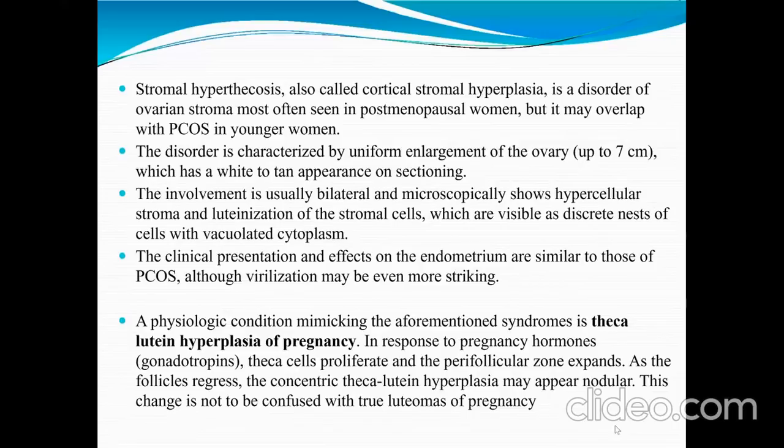The clinical presentation and effects on the endometrium are similar to those of PCOS, although virilization may be even more striking. A physiologic condition mimicking the aforementioned syndrome is theca lutein hyperplasia of pregnancy. In response to pregnancy hormones, that is gonadotropins, theca cells proliferate and the perifollicular zone expands. As the follicles regress, the concentric theca lutein hyperplasia may appear nodular. This change is not to be confused with true luteomas of pregnancy.